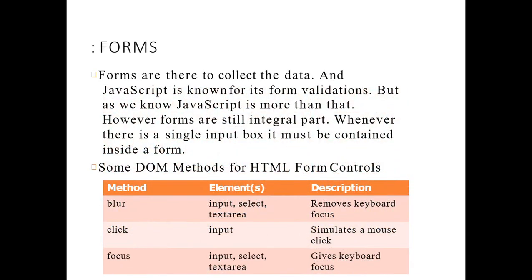Should I revise you once again? Blur, click and focus. By the name click you can get to know, by the click you will get some simulations from there, either by the mouse. Usually we use the keyword click for the mouse only, and blur and focus are completely opposite to each other. Blur means to remove the focus from the keyboard, and focus means to keep the keyboard focus.